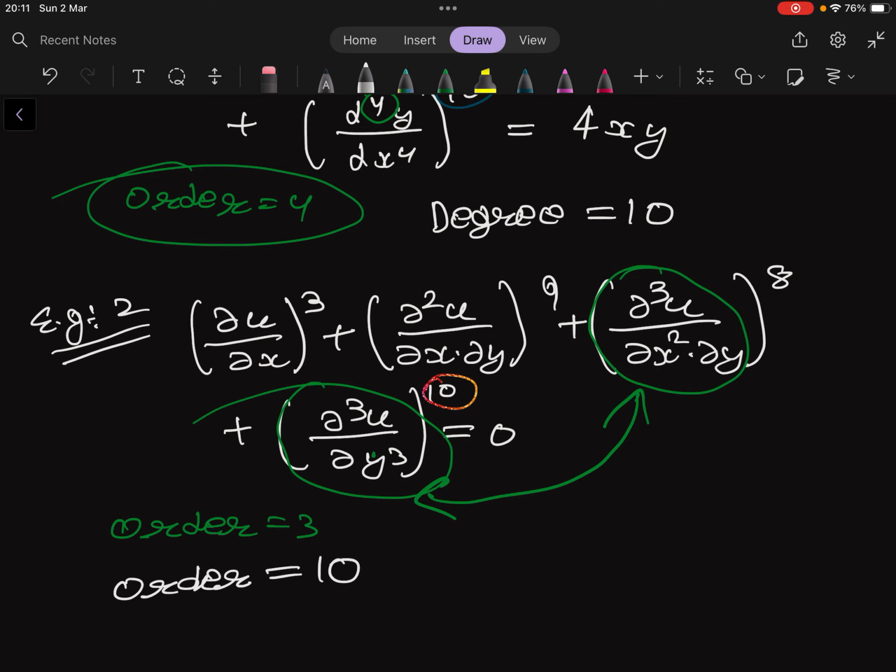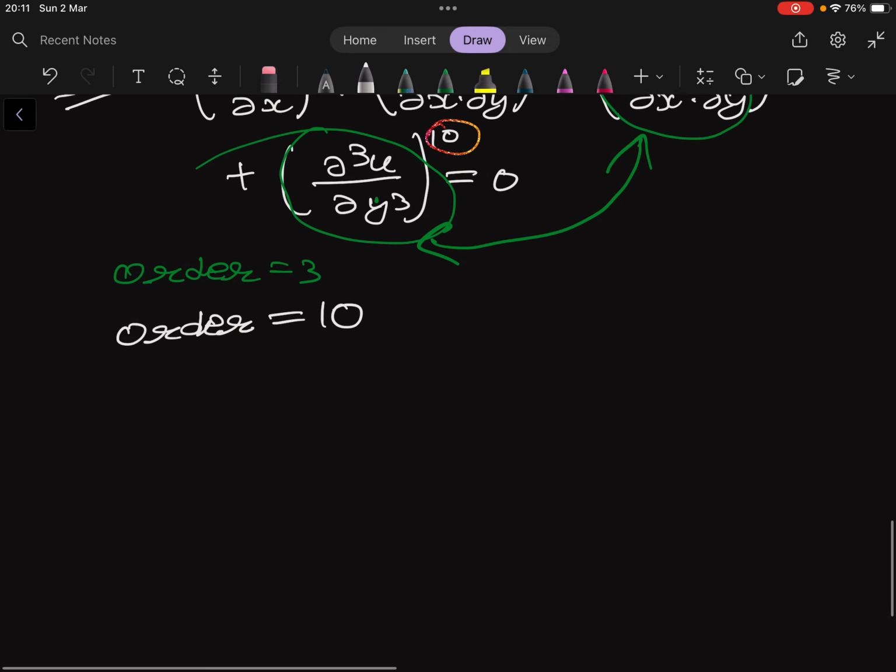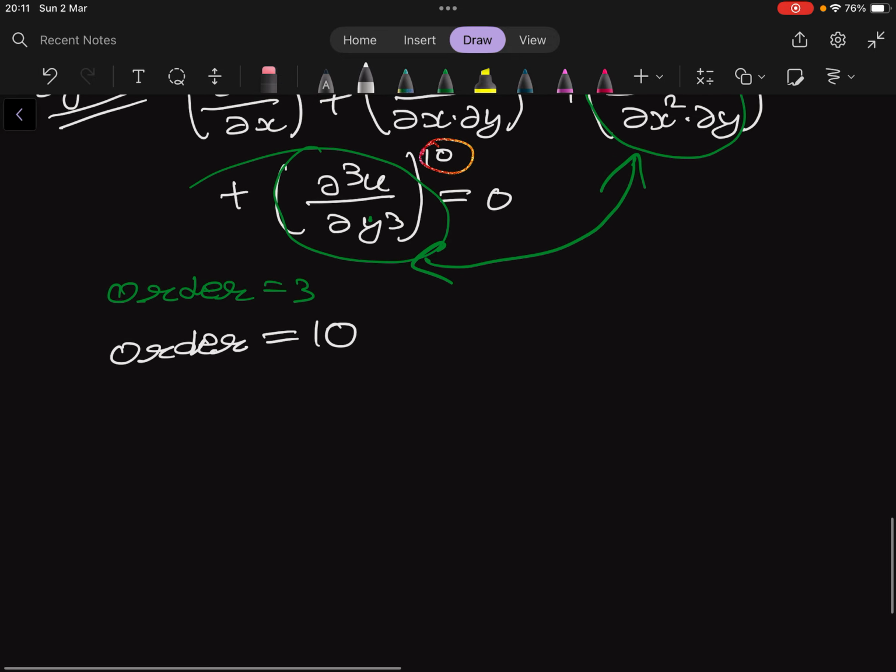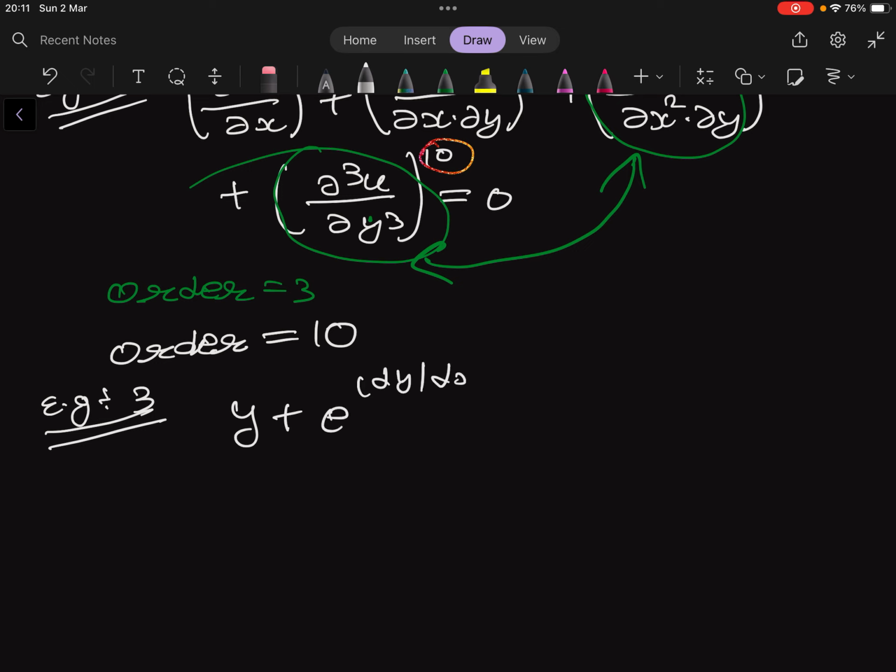Now let's see another example, example 3. Suppose our equation looks like this: y plus e^(dy/dx) is equal to sin(d²y/dx²).